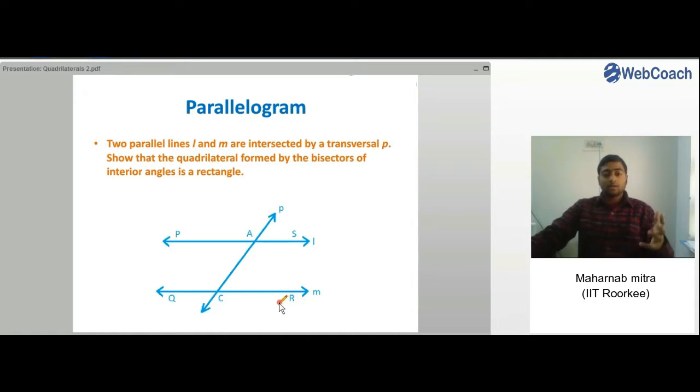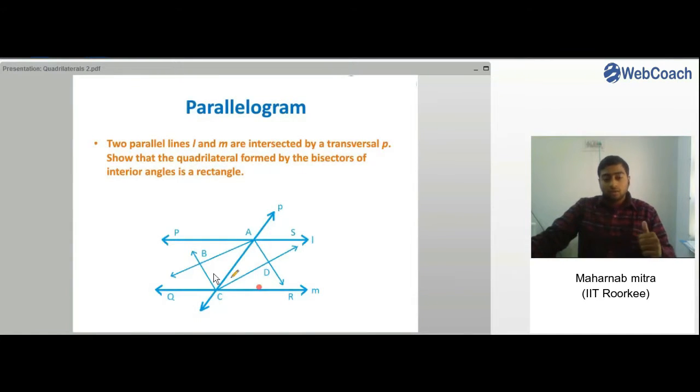So let us start off by drawing the diagrams according to the question given. We need to draw the angle bisectors first. So let us draw the angle bisectors of this angle and this angle. Let us now draw the angle bisectors from the vertex C also. You can see we have drawn all the angle bisectors, and the two angle bisectors on the left side of the transversal P meet at B, and on the right side they meet at D.